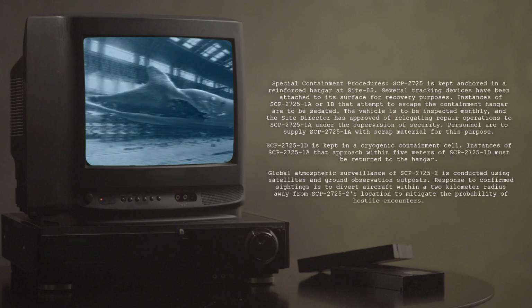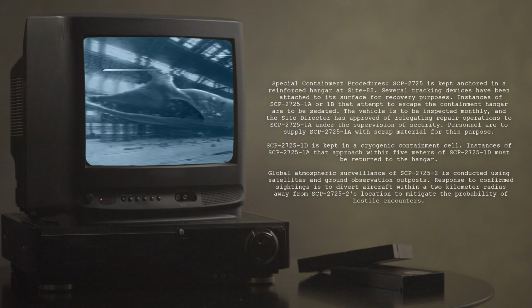Special Containment Procedures. SCP-2725 is kept anchored in a reinforced hangar at Site 88. Several tracking devices have been attached to its surface for recovery purposes. Instances of SCP-2725-1A or 1B that attempt to escape the containment hangar are to be sedated. The vehicle is to be inspected monthly, and the site director has approval of relegating repair operations to SCP-2725-1A under the supervision of security. Personnel are to supply 1A with scrap material for this purpose.